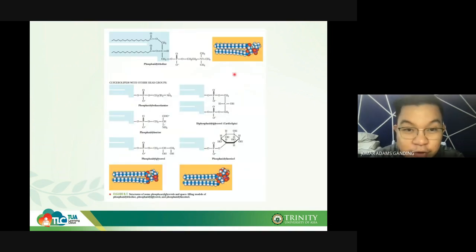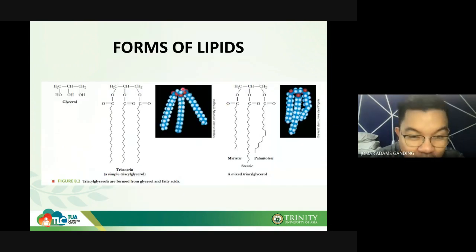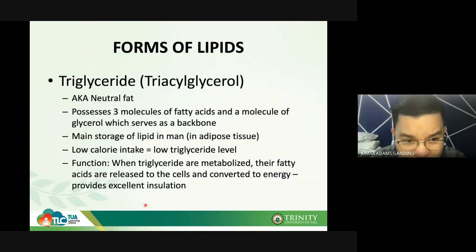So here, this is your phospholipid. As you can see, this is your glycerol, and then one fatty acid, another fatty acid. Just 2. Unlike your triglyceride, this is your triglyceride. Your glycerol, the backbone, and then you have 1, 2, 3 fatty acids. Are we clear? Now, these triglycerides are considered to be the main storage of lipid in man, in the form of your adipose tissue.